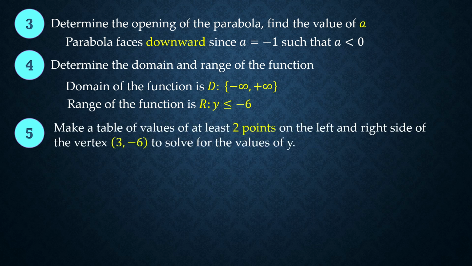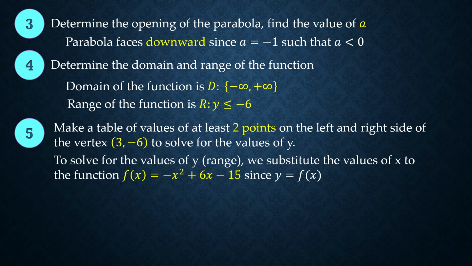Next, make a table of values of at least 2 points, or we can provide 3 points, to the left and right side of the vertex, which is (3, negative 6). Then, to solve for the values of y, we substitute the values of x into the function f of x equals negative x squared plus 6x minus 15. So first, identify the values of x. The vertex is (3, negative 6), so our x is positive 3.